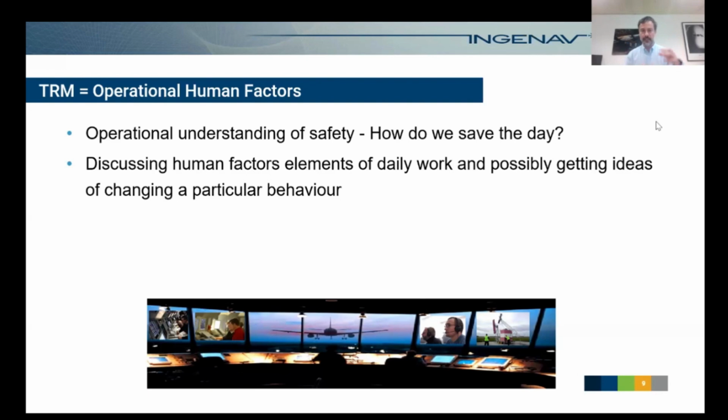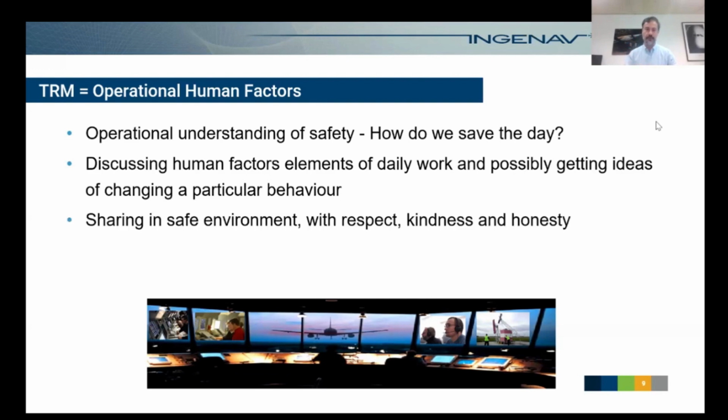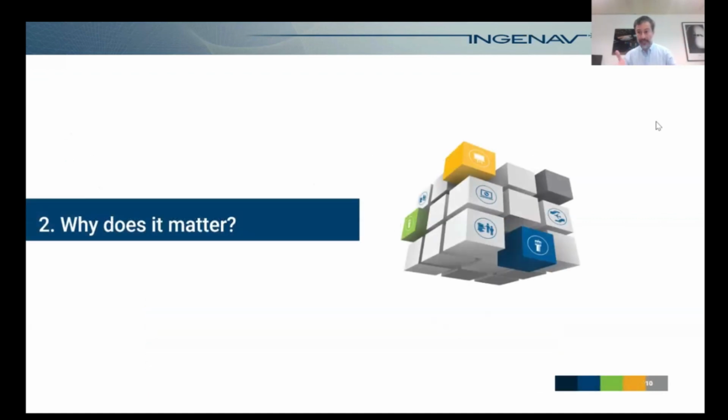So the idea of TRM is putting operations into this and looking at how human factors affect daily work from a practical viewpoint. We want to share experiences. We know that a building has got 4 sides to it, and many times we only can see one side of the story. So if we join other people with us who have the same training and the same background, put them in different perspectives, we can see a bigger picture of what we normally see. So we want a sharing environment to be created within TRM. Why does it matter?